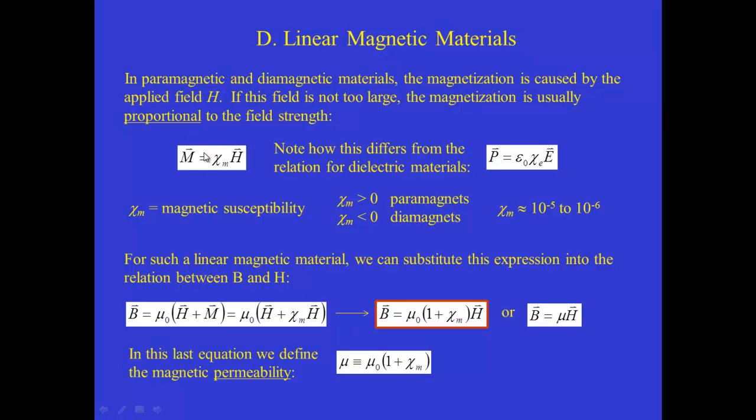Something I should have mentioned earlier is that chi sub m has no units, because it's dimensionless, because M and H are measured in the same units. Anyway, mu in this equation is referred to as the magnetic permeability, and you can either talk about the permeability of a material or its susceptibility. One of them implies the value of the other. Compare this to the definition that we made for dielectric materials, where we defined the permittivity, epsilon, which was epsilon naught times 1 plus the dielectric susceptibility. These two equations are quite similar to one another.